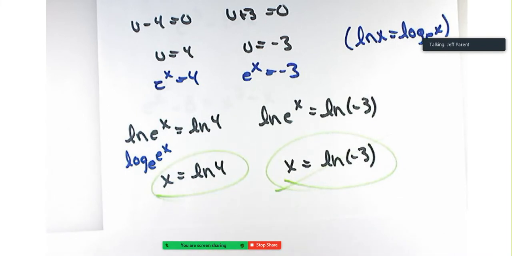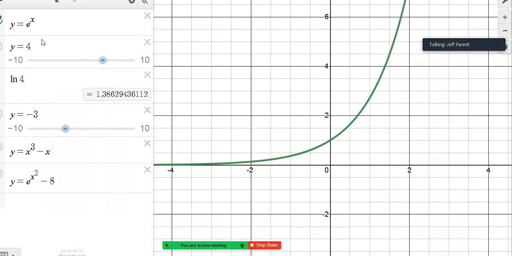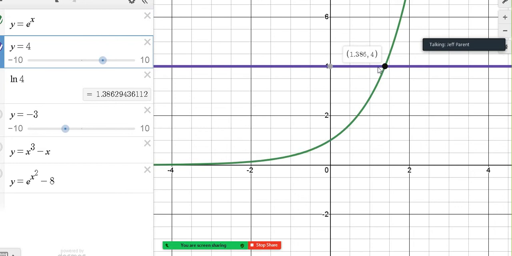You can see it on Desmos. You've got y equals e to the x. That's one function. We want to see where it crosses the line of 4, and it does so right here at ln of 4. ln of 4 is about 1.386.